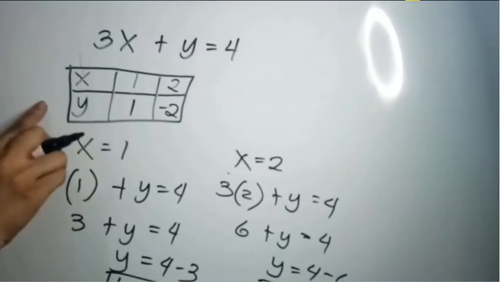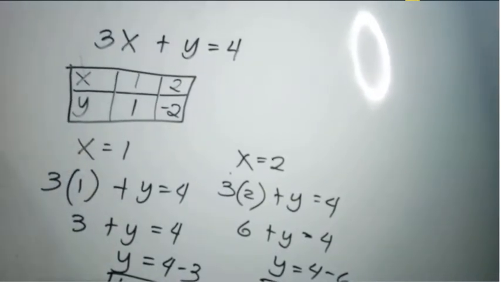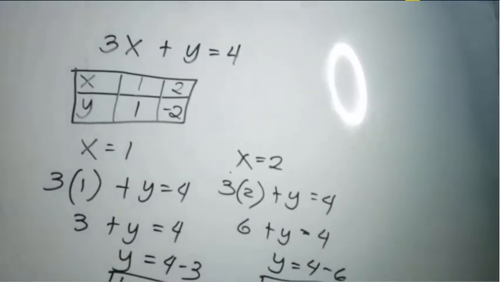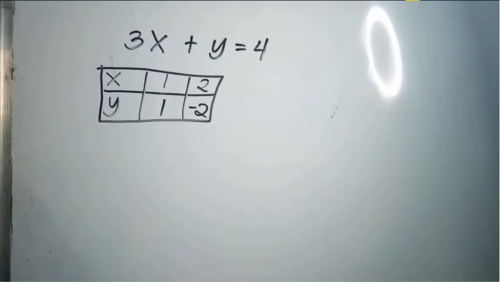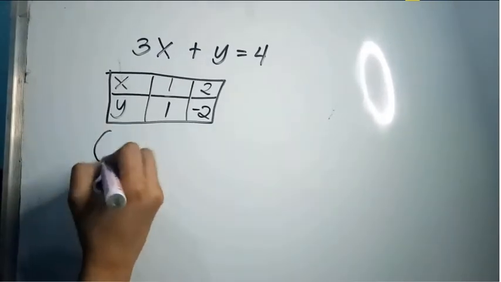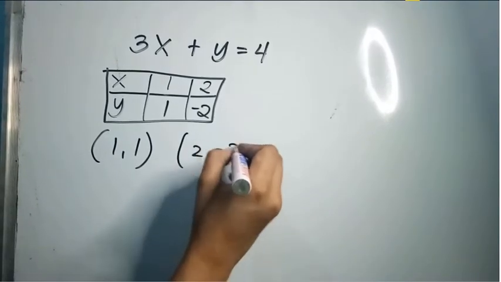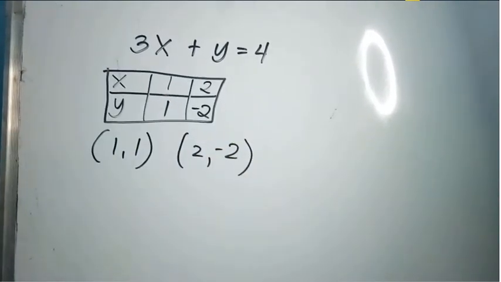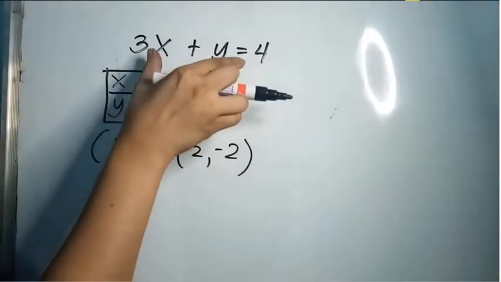So we have the 2 values of x and y. We can have the 2 points. So let us write the 2 points that we have before graphing. So we have the first point 1, 1 and the second point is 2, negative 2. By the use of these 2 points, we can create a line of this equation.